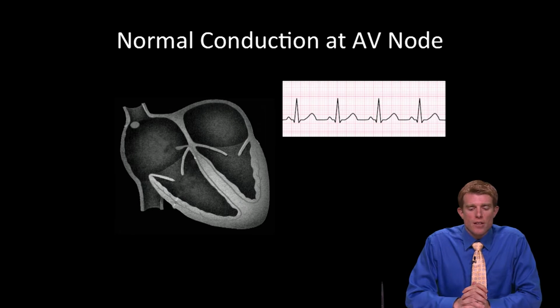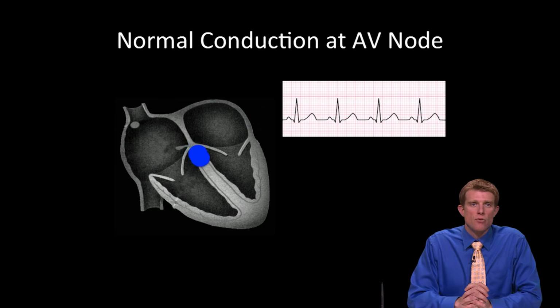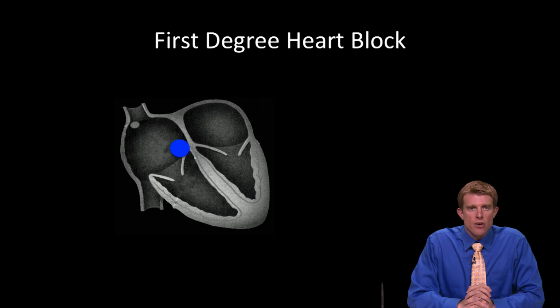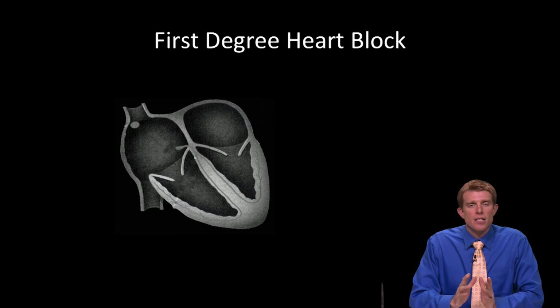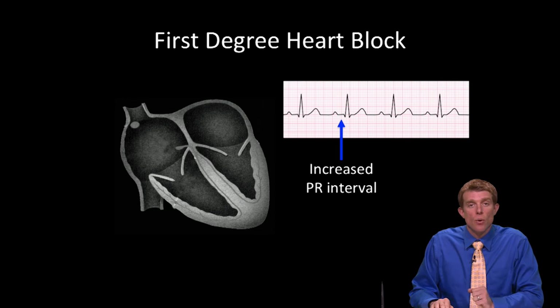Now, the normal conduction at the AV node does produce a small pause in electrical current, where you see the impulse starting at the SA node through the atria, a small pause at the AV node, and then down the superhighways. In first degree heart block, the electrical current starts, goes through the atria to the AV node. There is a pause there at the AV node that's longer than usual. And despite that pause, the electrical current is still able to transmit through the AV node to the superhighways and depolarize the ventricle via the normal pathway.